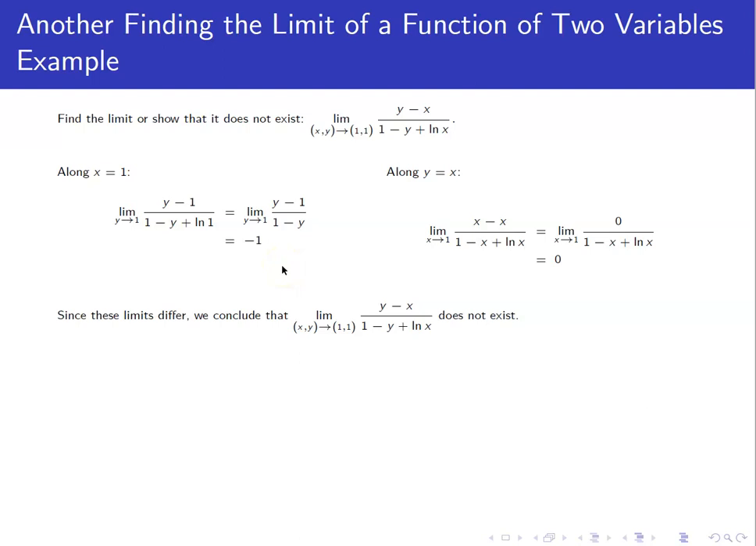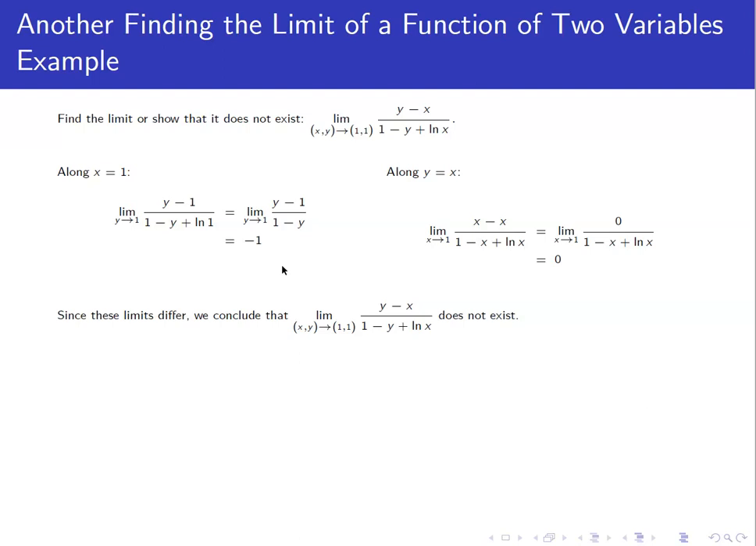What if we choose a different path? Say we look at the line y equals x. If we replace the y with x, on top I get x minus x, which just simplifies to 0. Now we get the limit as x approaches 1 of 0. That's just 0.